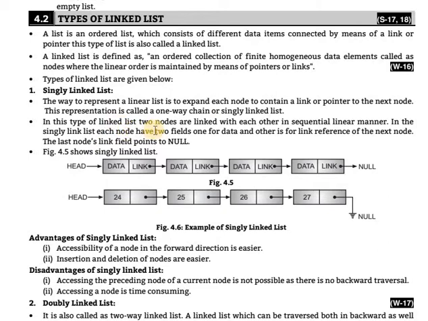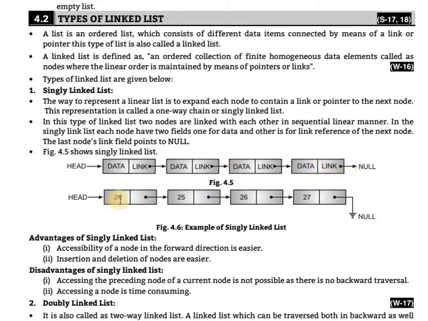In this type of linked list, two nodes are linked with each other in a sequential linear manner. In this singly linked list, each node has two fields, one for data and the other for the link reference to the next node. And the last node's link field points to null. They are shown in the figure below. It is the head. Okay, in that, data and link. One field is data, second field is link. One by one they are connected with each other, and the last is indicated by null.